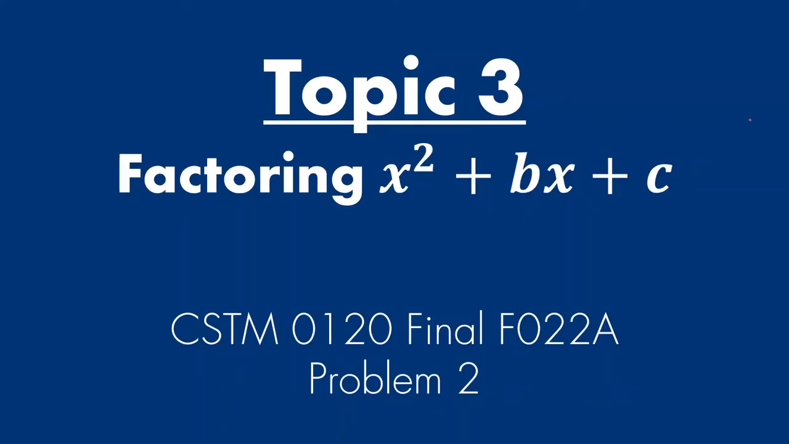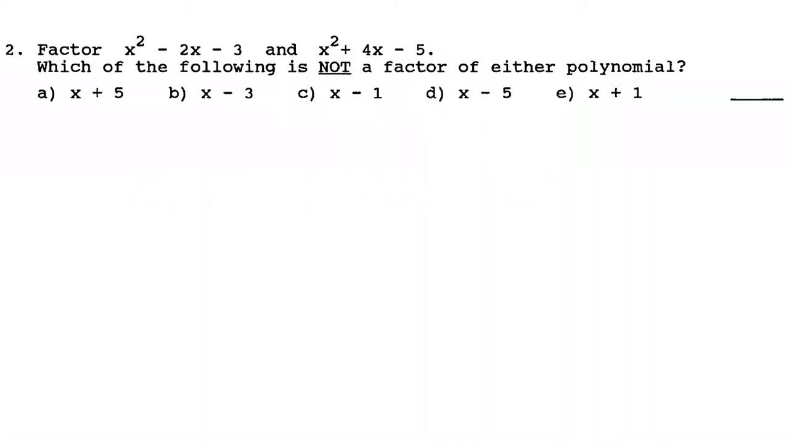Next, let's factor x squared plus bx plus c. It's also a trinomial without the a term. We're going to look at problem 2 from final F022a. Which of the following is not a factor of either polynomials? You can go ahead and not even use the quadratic equation, in fact. And maybe that's actually going to save you a lot of time.